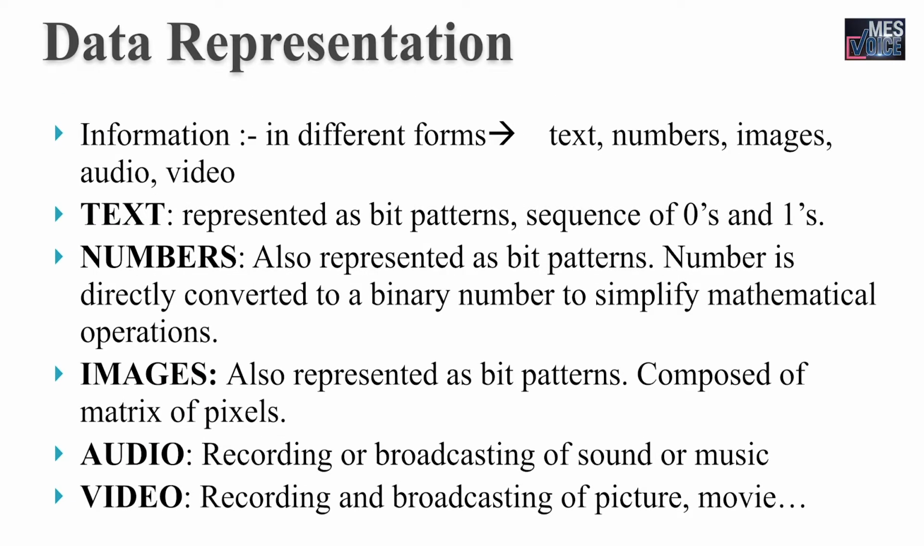Data representation. The information or the message can be represented in different forms such as text, numbers, images, audio or video. Text is represented as bit patterns, that is, a sequence of zeros and ones. Numbers are also represented as bit patterns, that is directly converted to a binary number to simplify the mathematical operations. The third representation is as images. They are also represented as bit patterns that may be composed of a matrix of pixels.